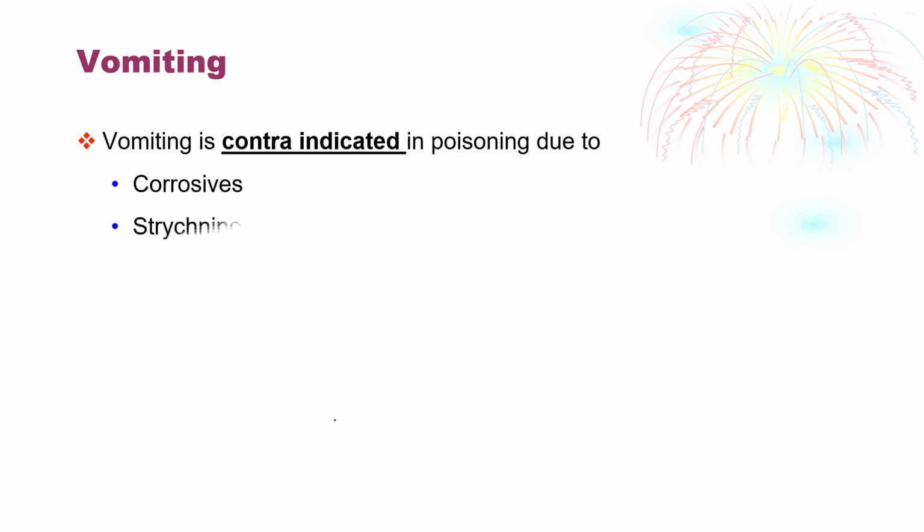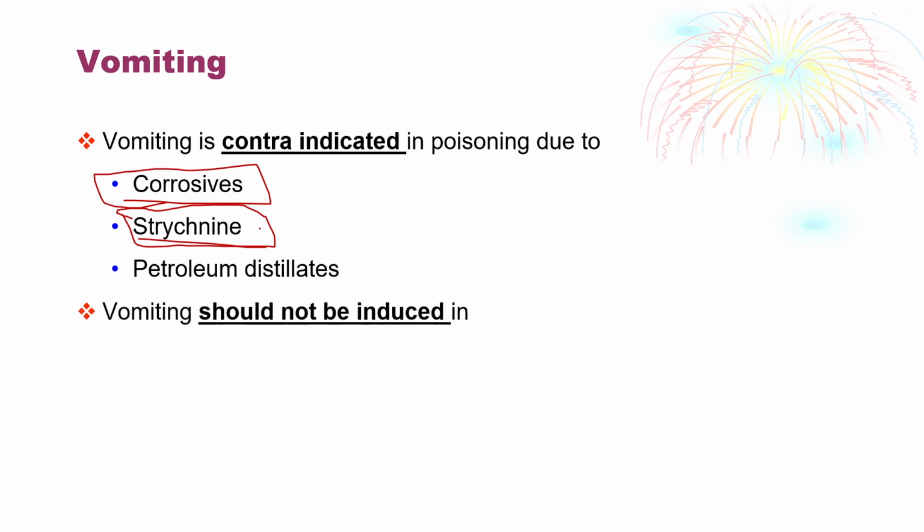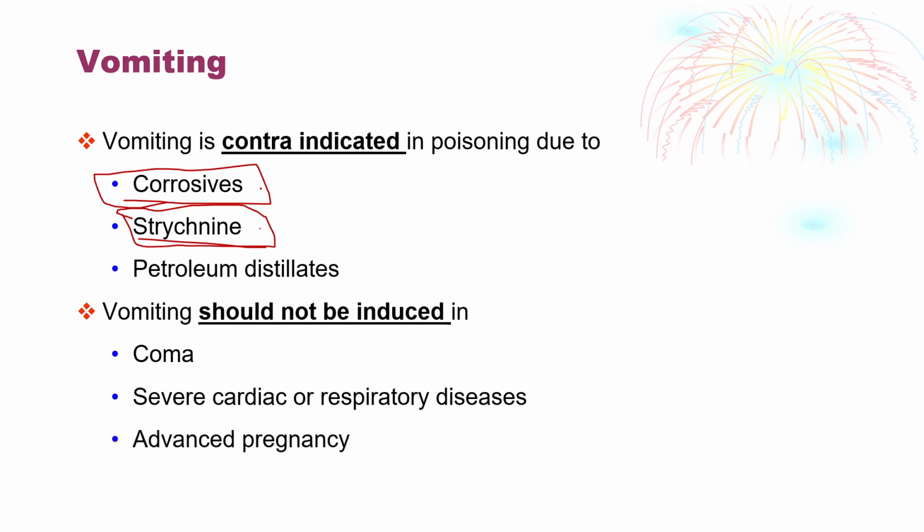Vomiting is contraindicated in corrosive poisons. For example, if the poison is very highly corrosive, like sulfuric acid, you cannot produce the vomiting. It further worsens the problem. Strychnine is a very different type of poison in which there are high convulsions, and a simple stimulus can produce the convulsions again. So you cannot perform it in strychnine and nux vomica. Similarly, like the petroleum distillates, you cannot perform that, and it's absolutely contraindicated in coma, severe cardiac and respiratory diseases, and in advanced pregnancy because it might produce fatal results.